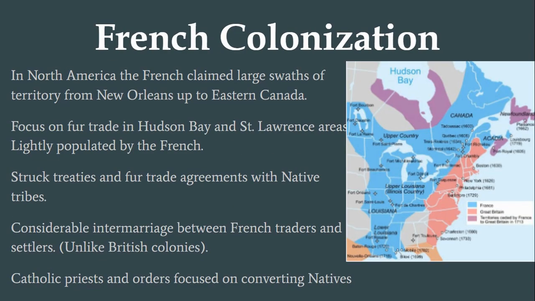We're going to take a quick look at French colonization of North America. As you can see on the right in blue and purple, the French claimed large swaths of territory from New Orleans up to eastern Canada. In the more northern reaches of modern-day Canada, the French focused on the fur trade in the Hudson Bay and St. Lawrence areas. It was only lightly populated by the French, who struck treaties and fur trade agreements with native tribes. There was a considerable amount of intermarriage between French traders and settlers, and Native Americans. And the French did have numerous Catholic priests and orders focused on converting the Native Americans, unlike the nearby British colonies.